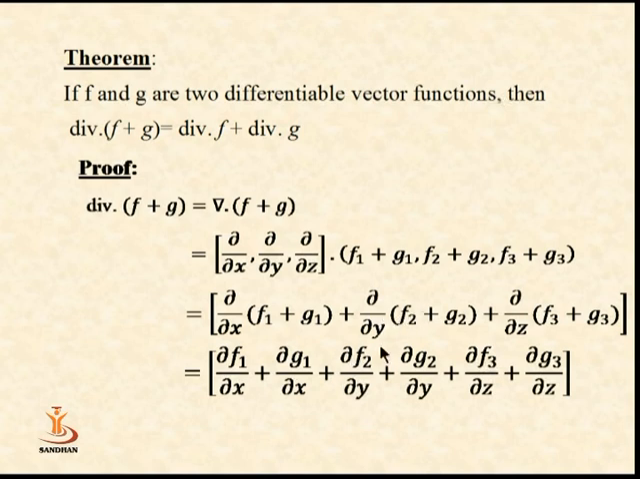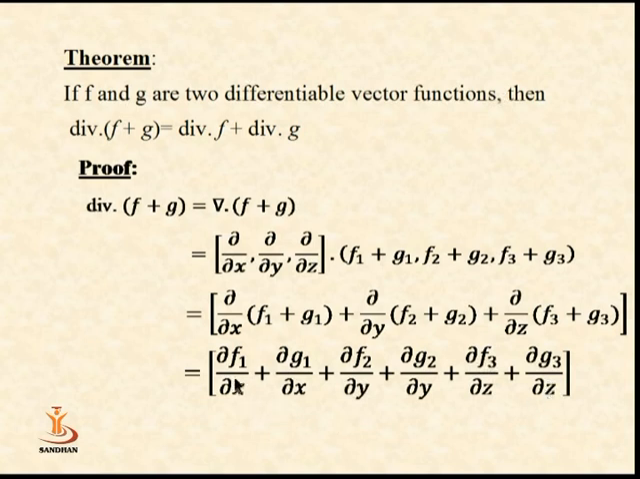Again we do the same process with respect to y. So here we get del f2 by del y, and again we apply it to the g2 function, del g2 upon del y. Then del f3 upon del z, and we apply the z derivative to g3. Thus we get del g3 upon del z.